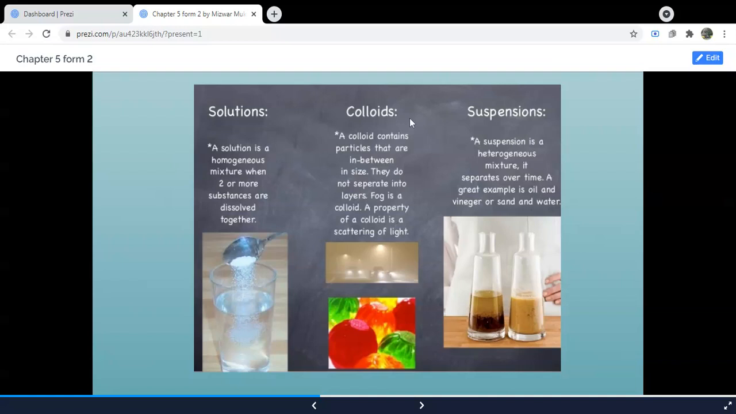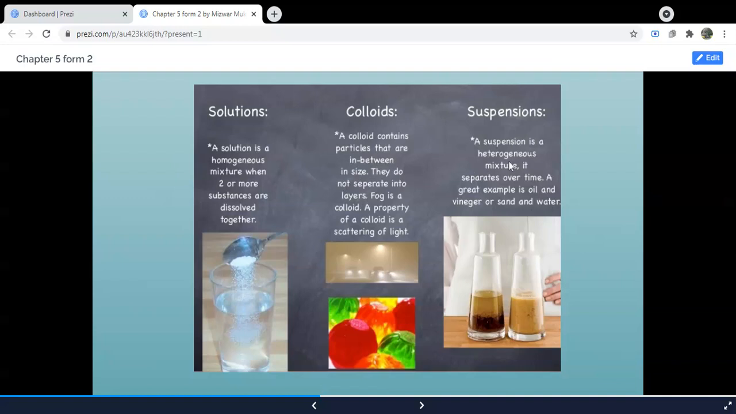So this is the general differences between solutions, suspensions, and colloids. Solution is a homogeneous mixture when two or more substances are dissolved together. Colloid contains particles that are in between sizes. They do not separate into layers.